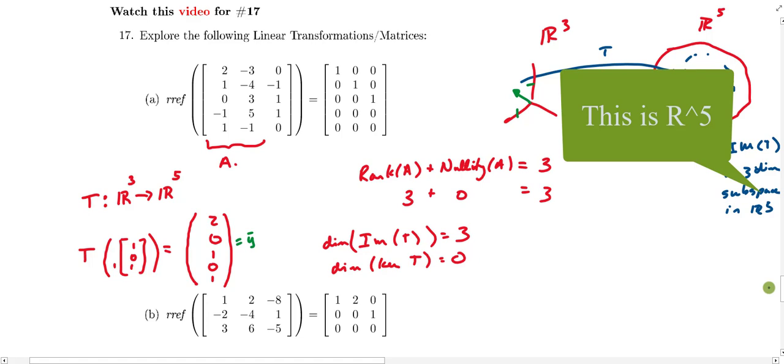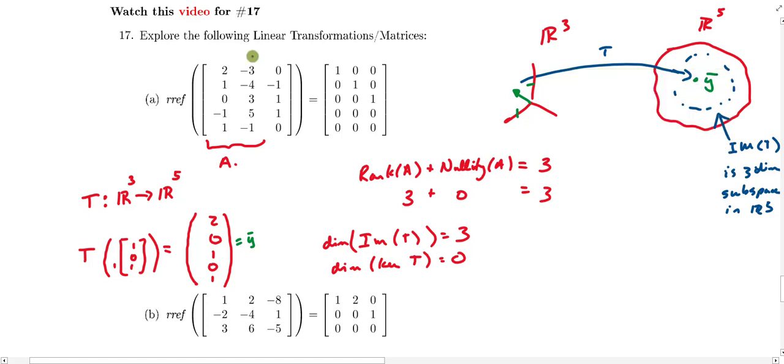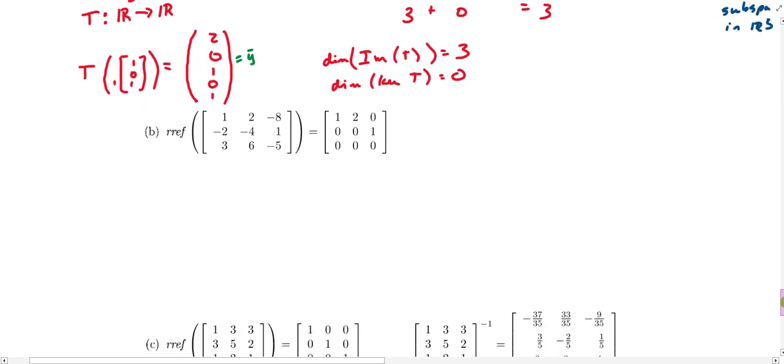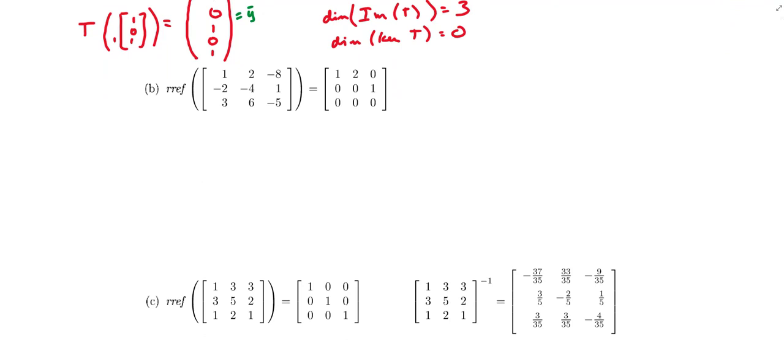So one way to think about this is that this particular 5 by 3 transformation produces a copy of R3 inside of R5. And that's, in a way, as big of a transformation as we can get. We can't produce a 4-dimensional subspace inside of R5 because we can't have a rank that's higher than 3 for this matrix. In this case here, we're going to continue looking at this.